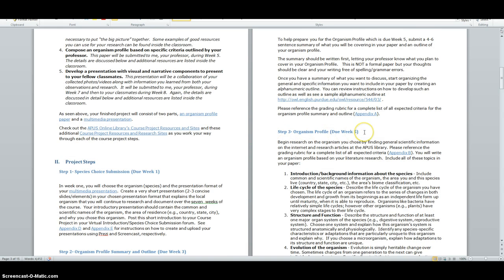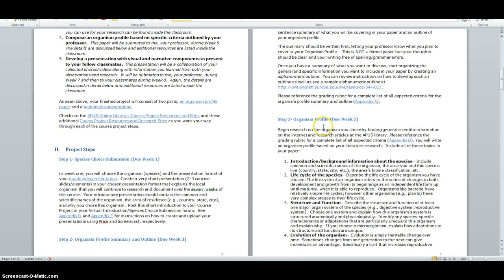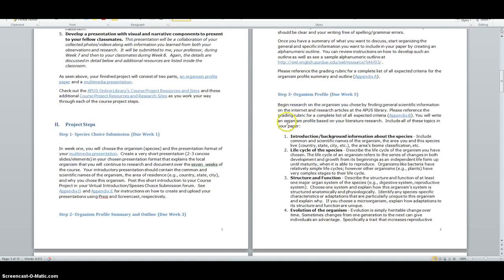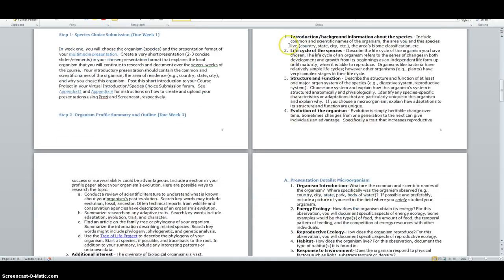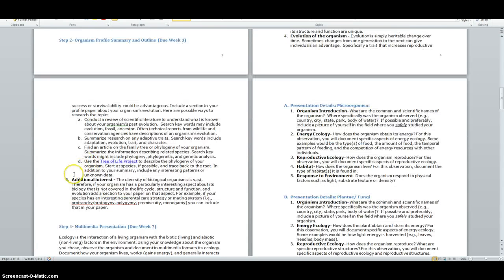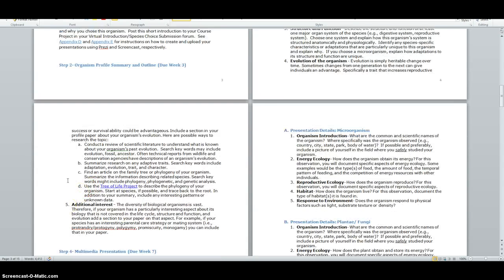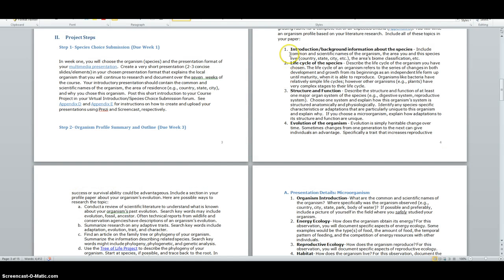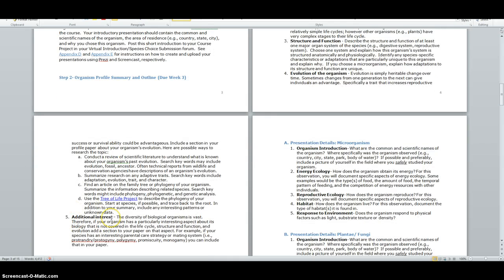Step 3, the actual paper called the organism profile. And mind you, when you do your summary and outline for week 3, it should be congruent with what you're going to be writing about your organism that is due week 5 in the organism profile. As you can see listed here, there are going to be 5 aspects that you should be focusing your attention on when writing the paper: introductory and background information about your species, the life cycle of your species, the structure and function of your species, and the evolution of your organism, as well as any additional interests.